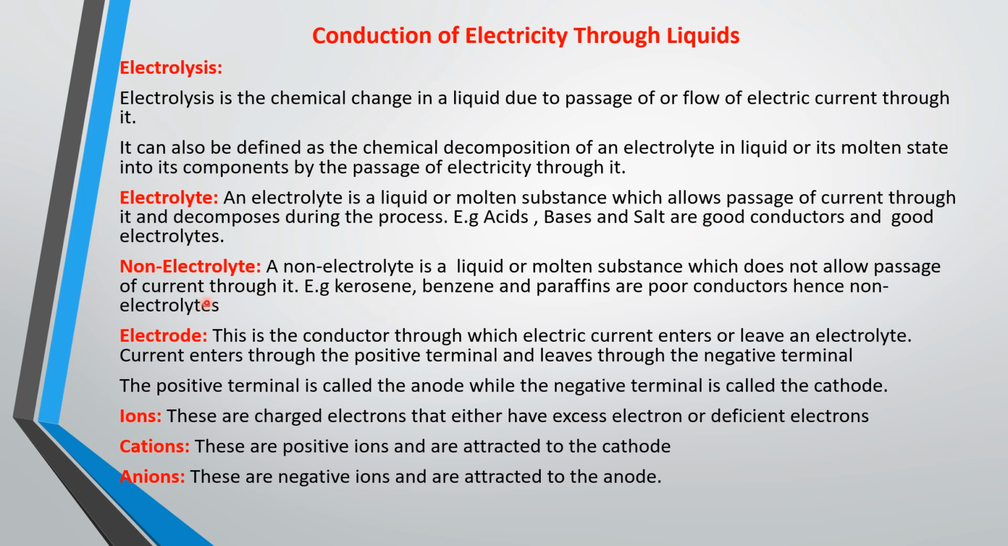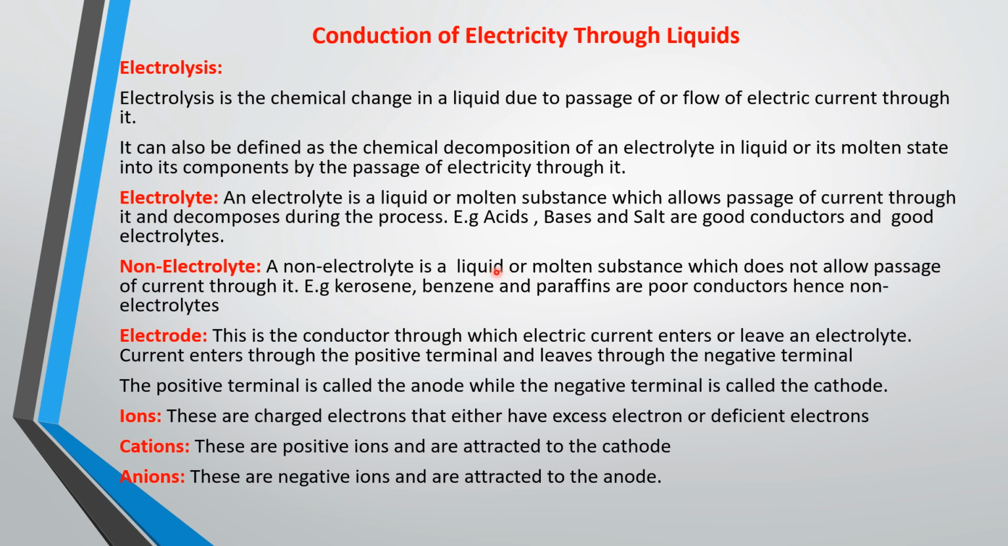Then we have non-electrolytes. A non-electrolyte is a liquid or molten substance which does not allow passage of current through it. So you can see the difference between an electrolyte and a non-electrolyte. Examples of non-electrolytes are kerosene, benzene, and paraffins. Paraffins are oils. These are also called poor conductors.